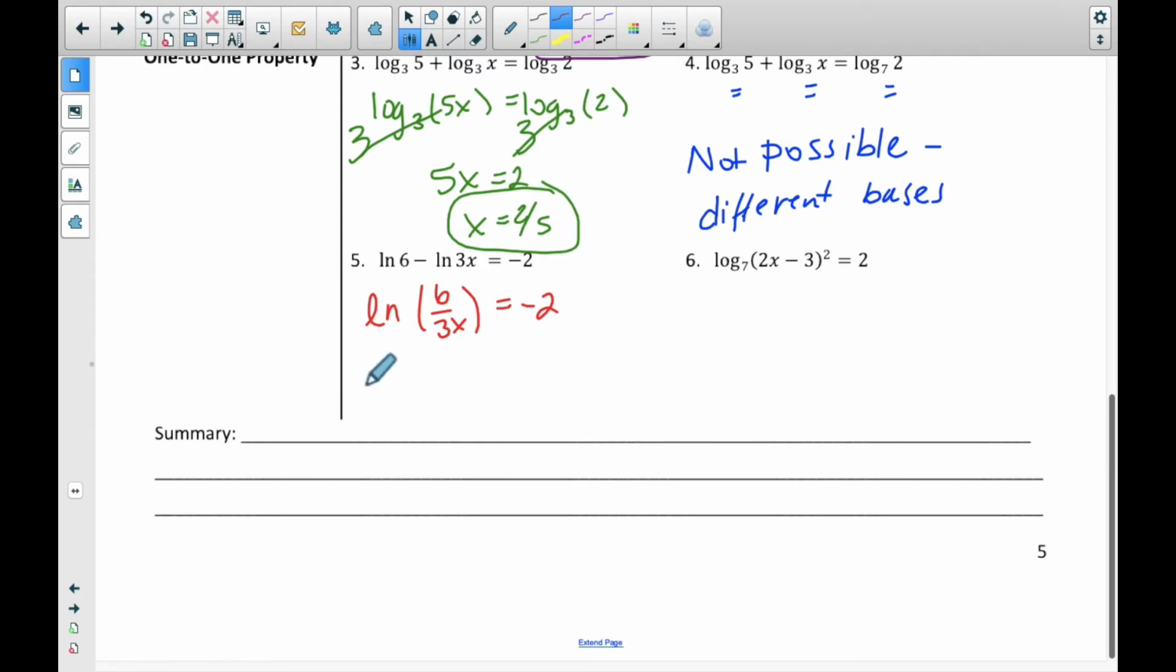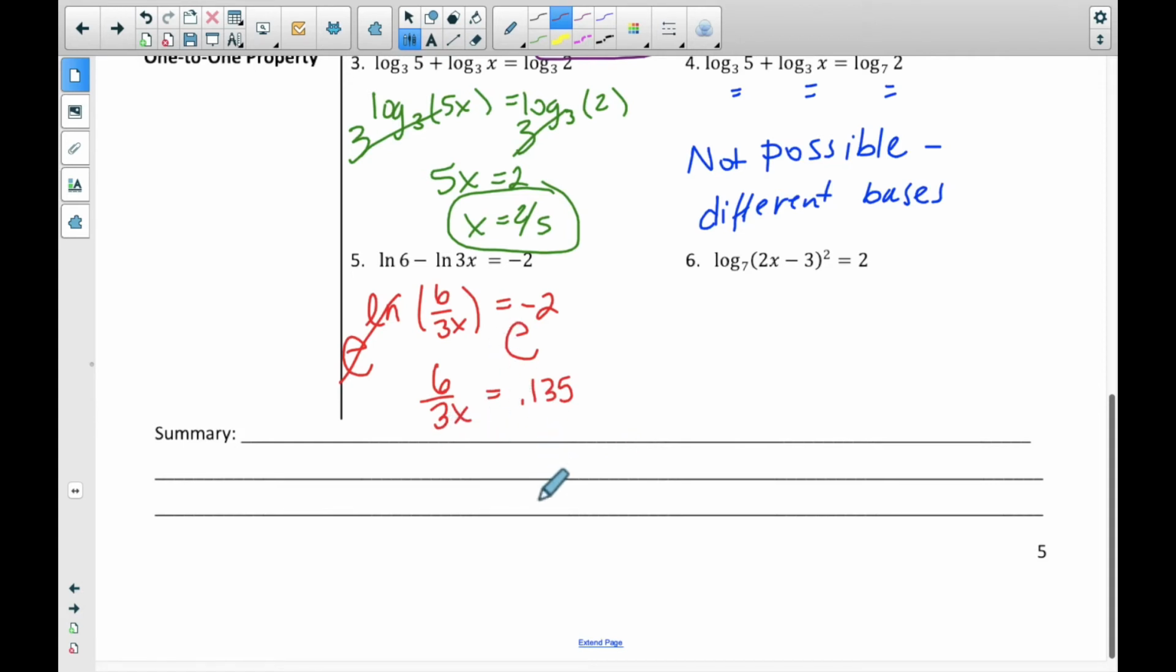Well, I think it's going to be easiest here to exponentiate with an e. So I have e to the power of natural log of 6 over 3x, and I have e to the negative second power. My e and my ln, natural log, are inverses of each other. They cancel each other out. And e to the negative second power, I can go to my calculator and calculate that. When I put it into my calculator, I get that it's approximately 0.135.